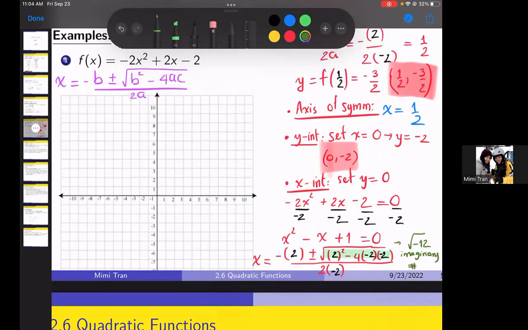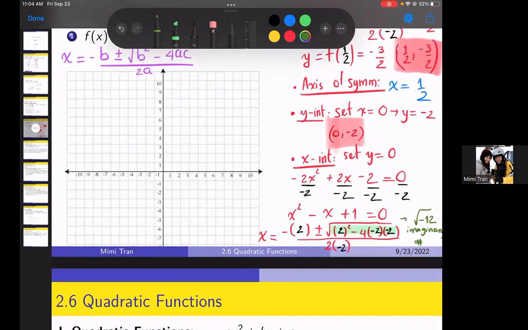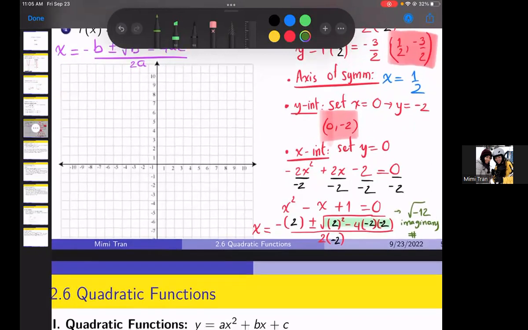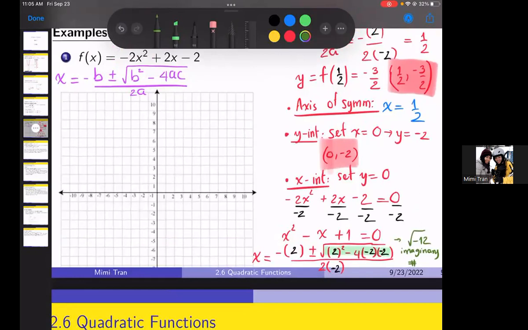An imaginary number requires an imaginary axis. We're on the real axis. That's why, because it's imaginary, you won't be able to see it. If you can't see it, you don't have the intercept. So no x-intercept. You can stop right there. Don't do anything else. That's all you have to say: imaginary.